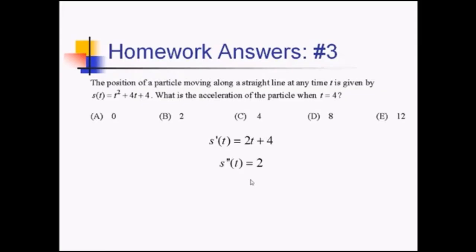Now we want to know the acceleration at 4. This is a constant function that always comes out to 2. So at 4 and everywhere else, this thing has an acceleration of 2, so choice B.